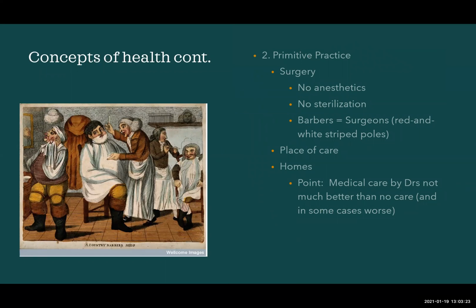So in primitive practices, in surgery, as we've already discussed, there were no anesthetics, there was no sterilization. So barbers often were the surgeons of their time. You don't see it quite as often anymore, but when I go home, because I'm from a small town, our barber still has the red and white striped pole. And that actually indicated that the barber was a surgeon. The red stood for the blood and the white for the bandages. So just now you know.